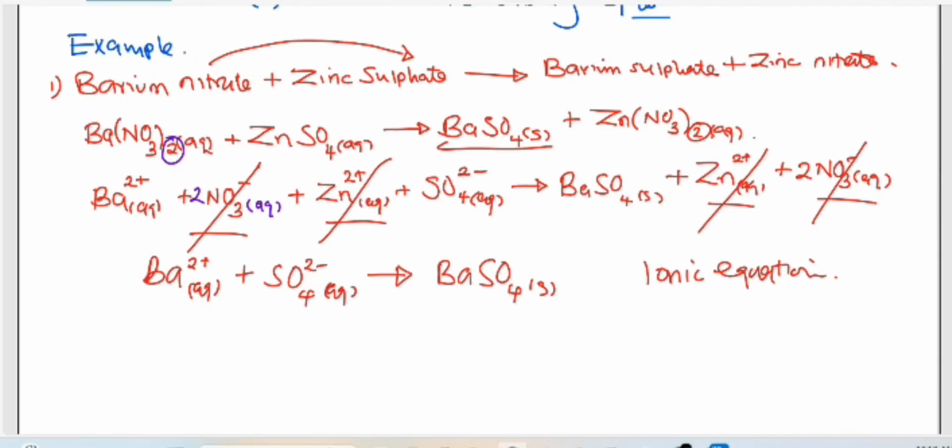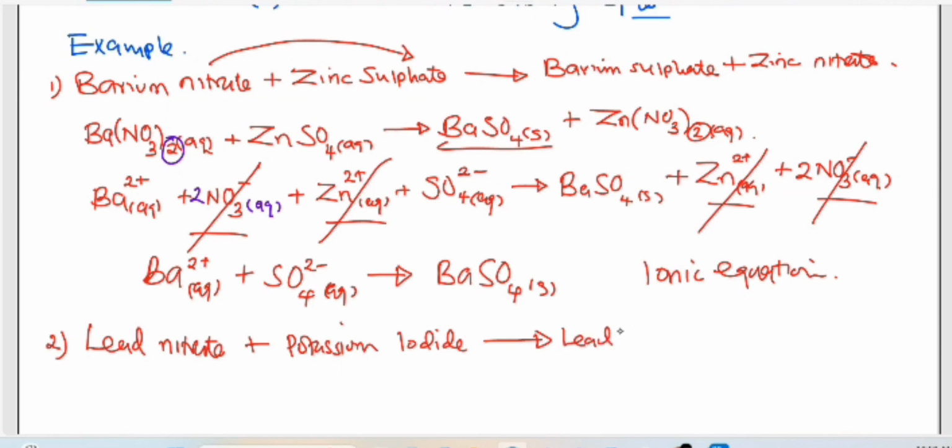Let's give out another one where we have lead nitrate reacting with potassium iodide. So in this case, we have said that we exchange the ions, so the anions, so the lead will pick the iodide, then the potassium will pick the nitrate.